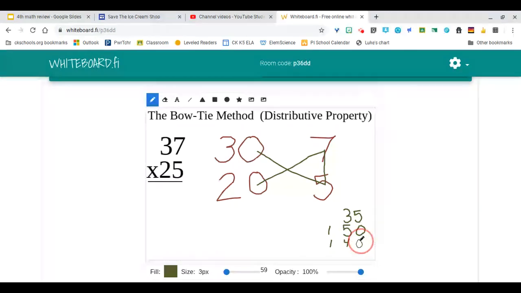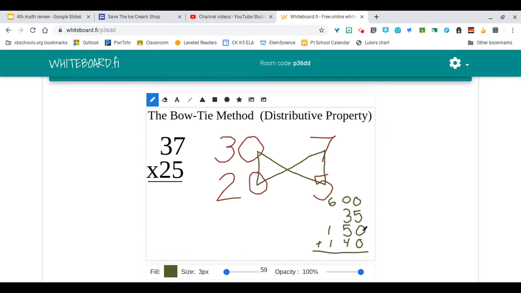And then I'll do my last one, which is 20 times 30. 2 times 3 is 6, and put 2 zeros on the end to make 600. And you know what? I think I'm going to write it up here so I can leave myself some space. So I have my 4 products, and then what I do is add those up to get the product of my whole problem, my 37 times 25.